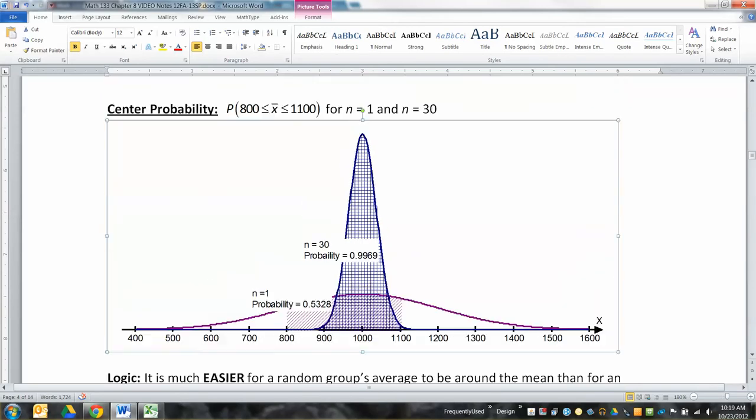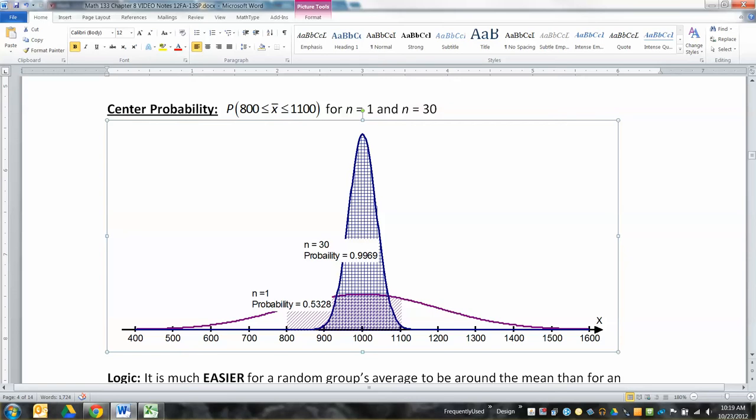Now, what about the centers? What about being around the mean? So what about 800 to 1100? That's about a standard deviation away on the low end and then a half a standard deviation away on the high end, right? Because the standard deviation was 200. So what's going to happen then?